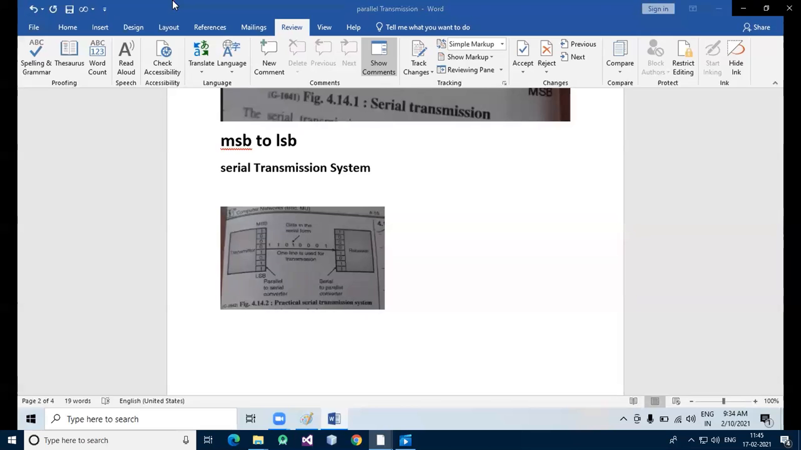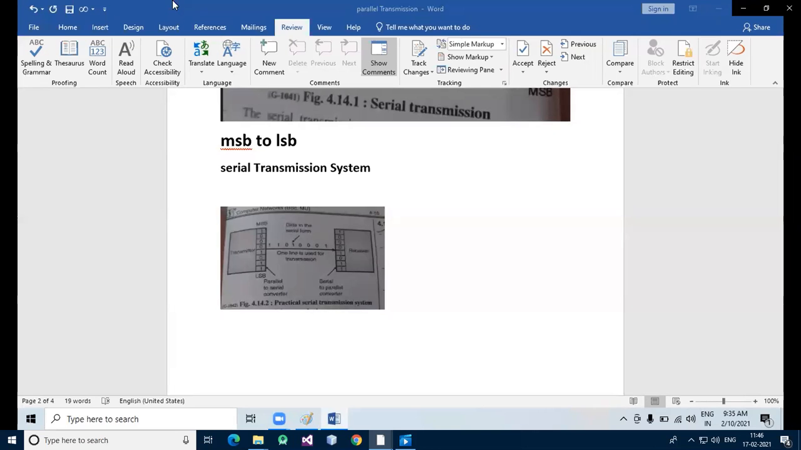Number of bits transmitted simultaneously: in parallel transmission n bits, and in serial transmission, of course, one bit. In parallel transmission the speed of data transfer is fast, because each bit has a separate wire. In serial transmission the speed of data transfer is low, because we are working with only one wire. Parallel transmission cost is high due to the larger number of conductors, and serial transmission cost is low, since only one wire is used.